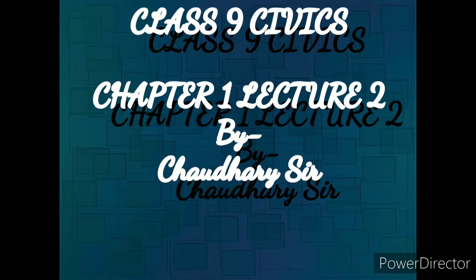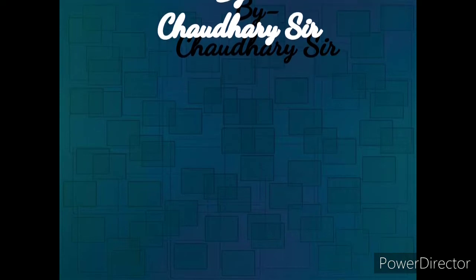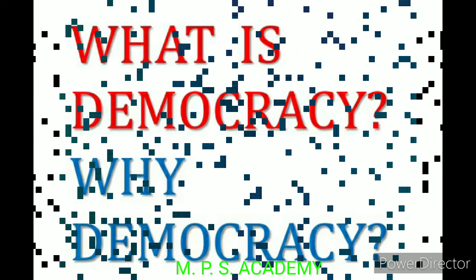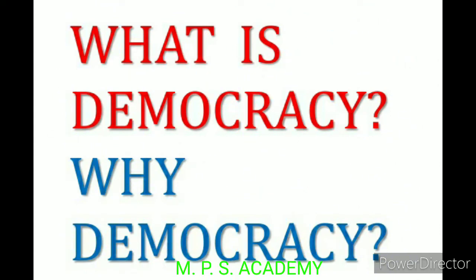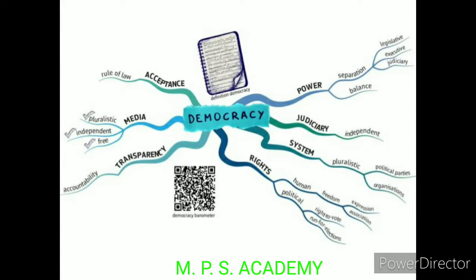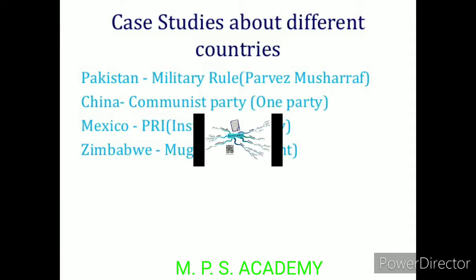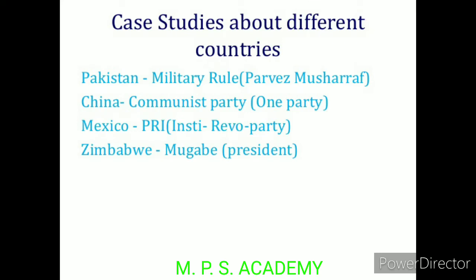So in this video, dear students, you are going to learn about the second chapter, that is what is democracy and why democracy. In the earlier video we had discussed many things, and in this video finally we will complete the chapter. We will try to understand the features of democracy, the merits of democracy, the demerits of democracy, and in fact we will learn the broader meaning of democracy. And for this we will have case studies of 4 different countries, and those countries are Pakistan, China, Mexico and Zimbabwe. So without wasting time, let's start.